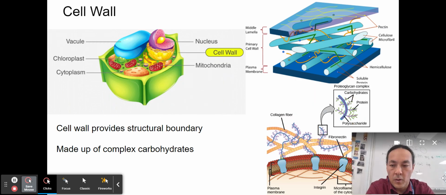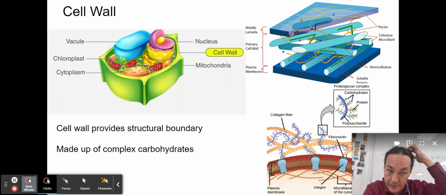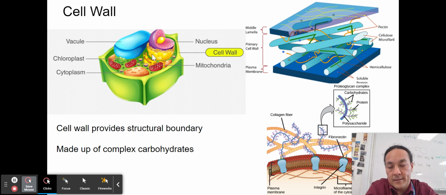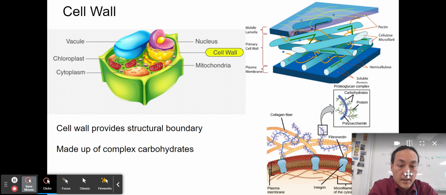Okay, the cell wall provides structural boundaries. It's just made up of complex carbohydrates. It's nothing that you need to memorize or anything, but it's unique in plant cells in that they can have water come in via diffusion and it won't explode. Right, the cell wall will push back with what we call turgor pressure.